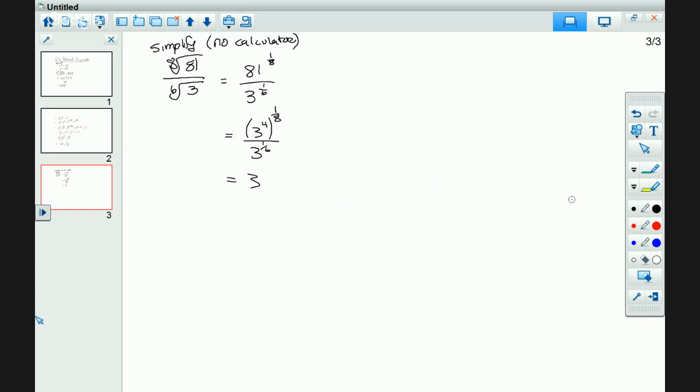What's 1/8 times 4? 4/8. Okay, so 1/2. Yeah, 1/2. Okay, now I need a common denominator so I can subtract, right?